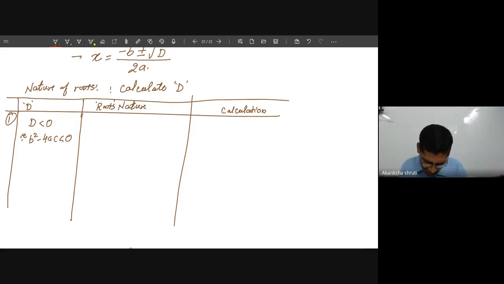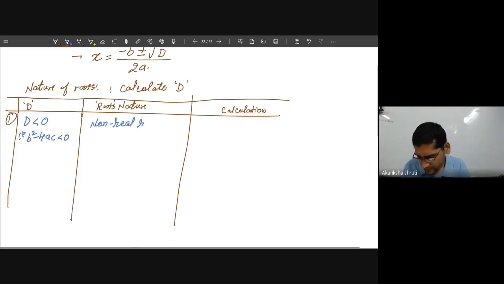Students, when D is less than 0, what is the nature of the root? Non-real root. You also write the headings in red and this in blue. So D less than 0, that is b² − 4ac is less than 0. In this case, the roots are called non-real roots.